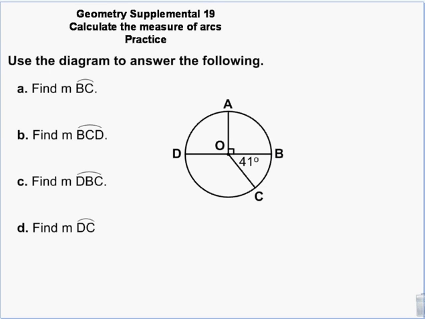Okay. So BC, that one's easy. BC is 41. Okay, BCD is going to take a little bit more work, but no, it's not actually, because it's a semicircle. It's going to be 180, because it said BCD, so it's the whole semicircle, right? Half a circle is 180, so we're half a circle right there.